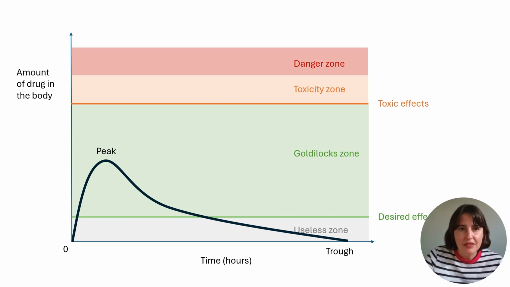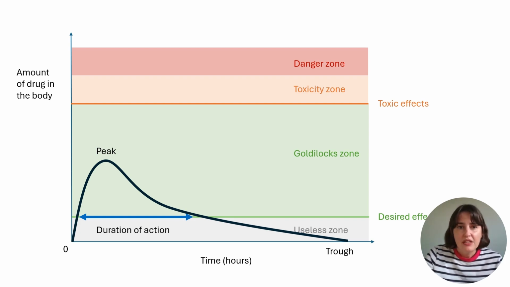And the time that the amount of drug stays above that desired effect line in that Goldilocks zone is the duration of action. So this is the overall picture of the amount of caffeine that occurs in the body over time, the peak, the trough, the duration of action, and that overall picture impacts how the drug makes us feel. So now that we've got that covered, we're going to work through a couple of ways that we can tweak the dose, the formulation, and the route of administration to change this.